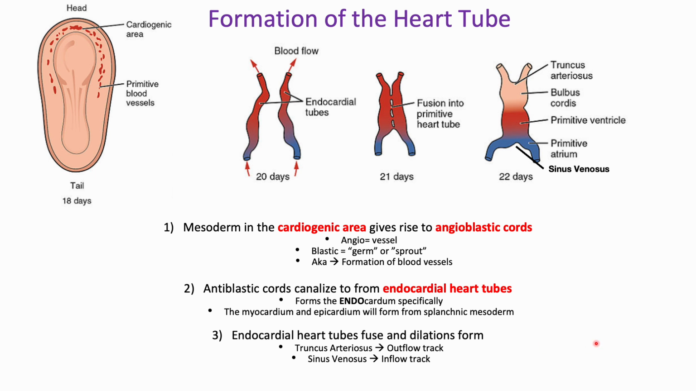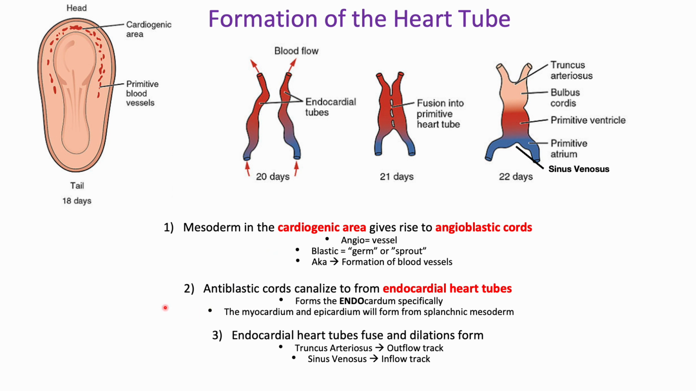So now thinking about the formation of the heart tube, there's a couple of steps that we're going to start with. So initially, the developing heart is going to arise from the cardiogenic area, and its first step is going to be giving off angioblastic cords. So kind of thinking through the terminology here, angio means vessel, blastic, germ or sprout. So this is basically saying that you're forming blood vessels. Now these angioblastic cords aren't actually vessels at this point, because they're not canalized. So they haven't formed a canal to allow blood flow to transmit.